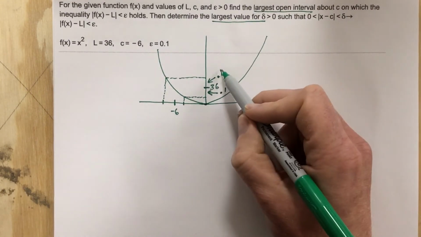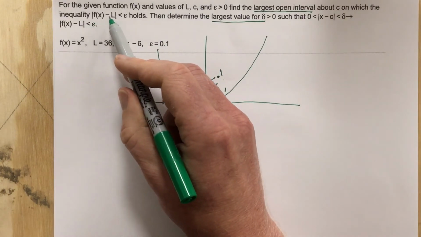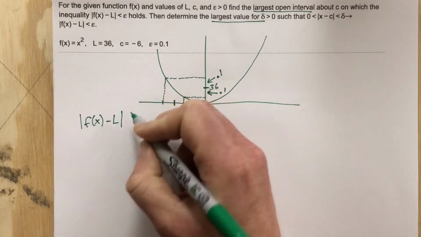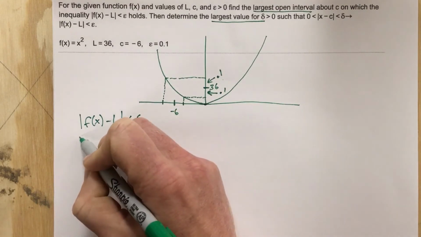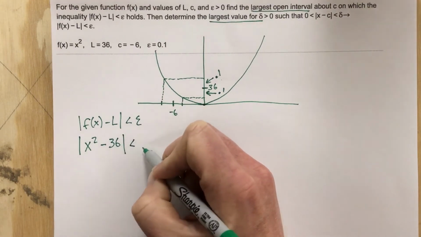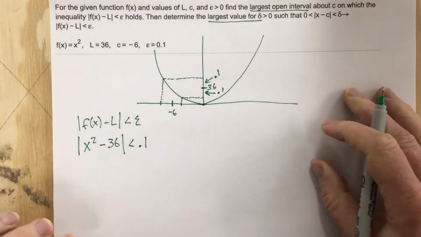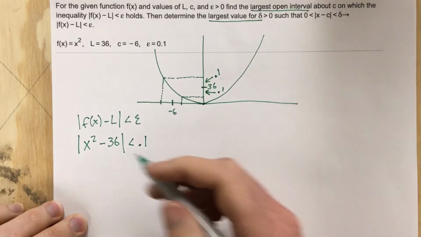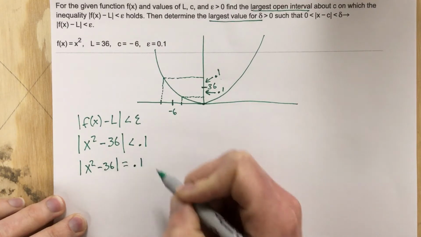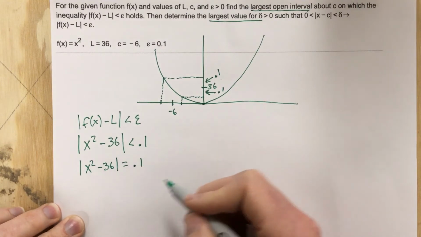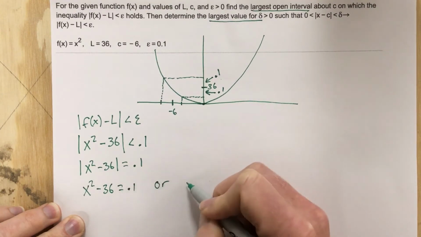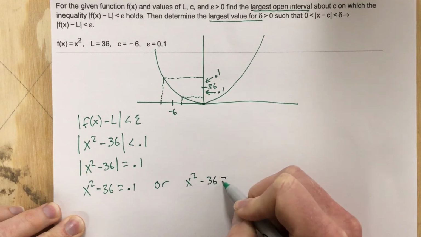So to find the open interval, we need to start with our tolerance of epsilon, which means we need to start with absolute value of f of x minus L less than epsilon. That's going to be the absolute value of x squared minus 36, which is L, less than 0.1. Now, because this is an absolute value inequality, I typically like to write this as absolute value of x squared minus 36 equals 0.1, solve it, and then use the number line to figure out the inequality piece. So that means x squared minus 36 is going to equal 0.1, or x squared minus 36 is going to equal negative 0.1.